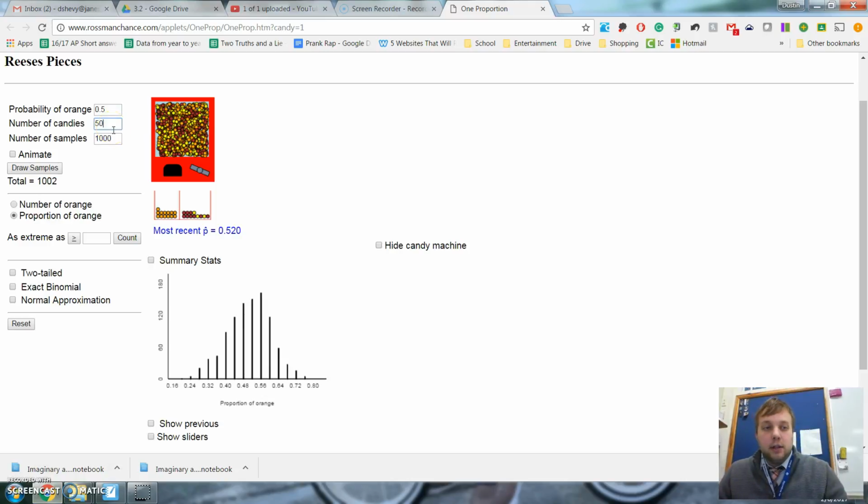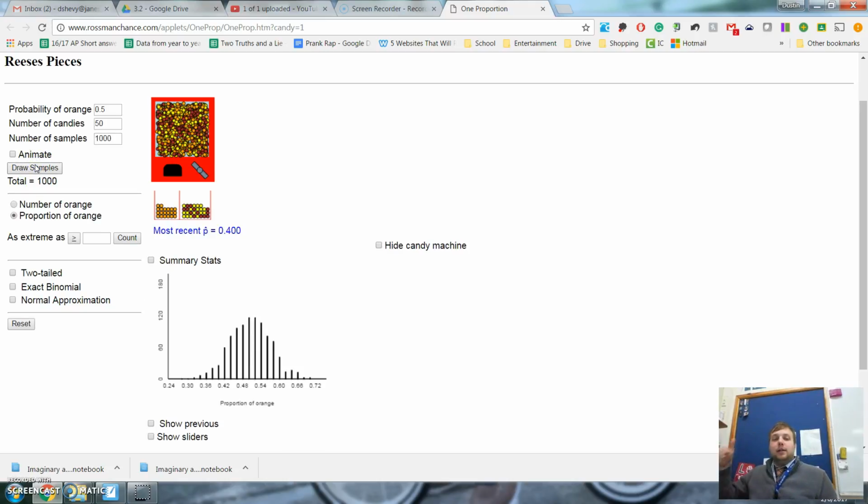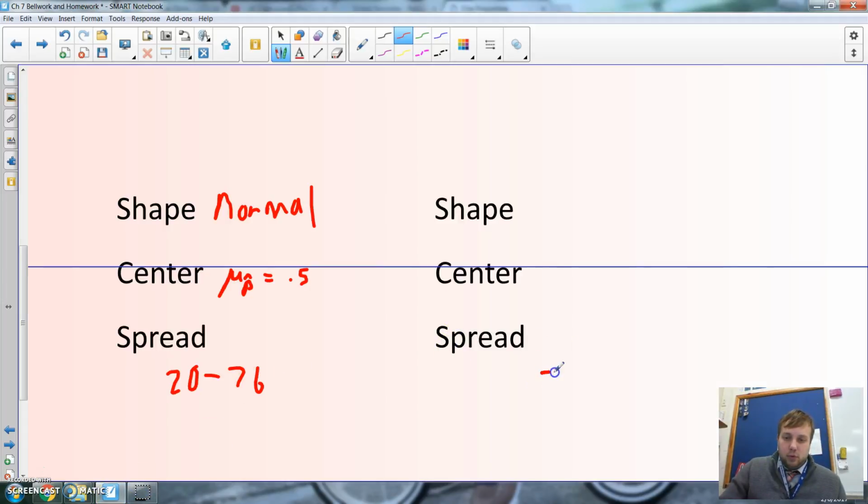Let's change this to 50. And let's just go right away and do 1,000. We're going to do 1,000 samples of 50. Booyah! Right there. Check that baby out. How has this changed now? Center still at 50. Still normal. The range, though, looks like it's from about 26 to about 70. So the range has gotten smaller. Everything else is the same, right?